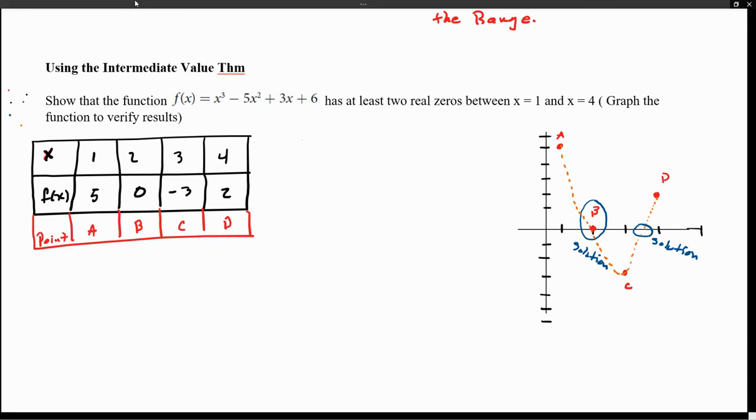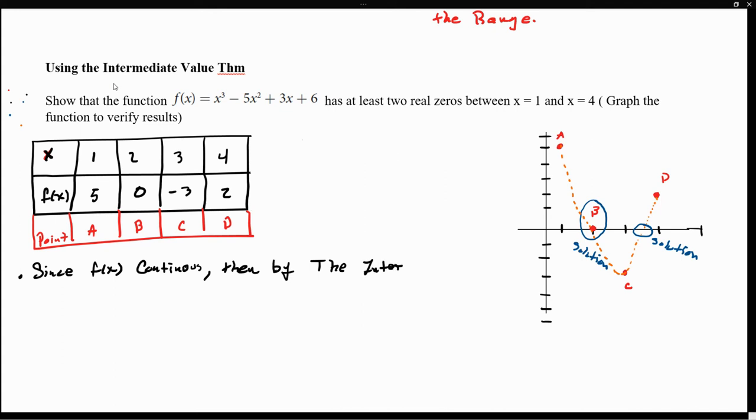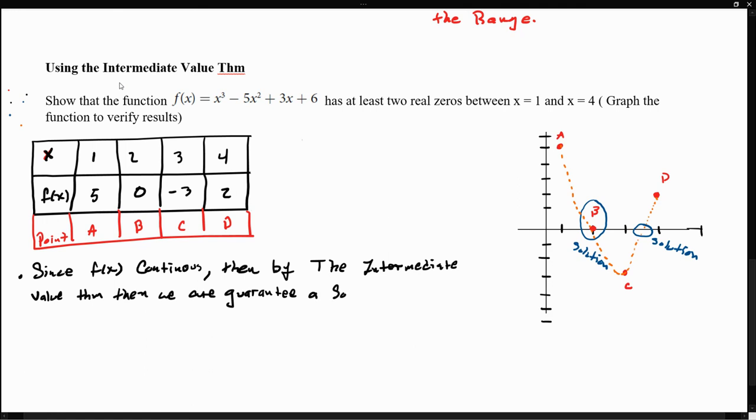So let's just write that in there. So we know that f of x is continuous, then by the intermediate value theorem, we are guaranteed a solution between points C and D.